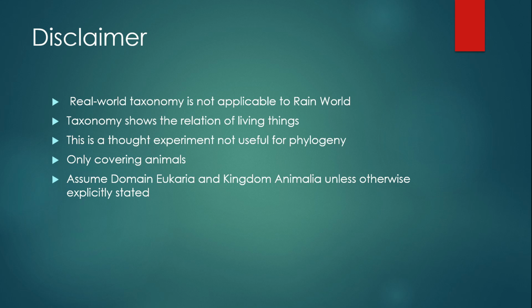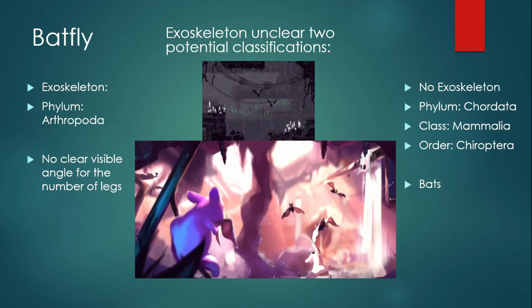I'll only be covering animals because my botany skills are honestly subpar, so assume domain Eukarya and kingdom Animalia unless otherwise explicitly stated. Alright, starting off with the Batfly. The Batfly is a very common creature in the game, though it's difficult to determine whether or not it has an exoskeleton, so I created two potential classifications based on whether or not it had this. If it has an exoskeleton, it falls under phylum Arthropoda, as all of the characteristics that we'd be able to see would line up with characteristics of arthropods.